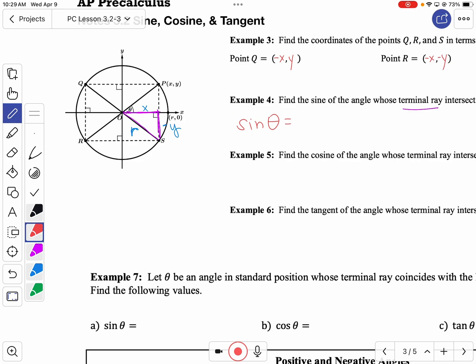So if I want sine of that angle, sine theta is going to equal opposite. So here's my theta inside my triangle. Opposite over hypotenuse, or -y over r. Your theta that you're going to look at always touches the x-axis in that quadrant, for your right triangle. See if you can do 5 and 6.